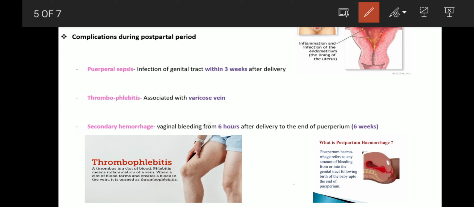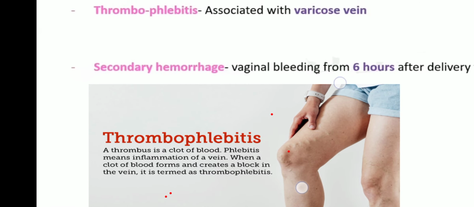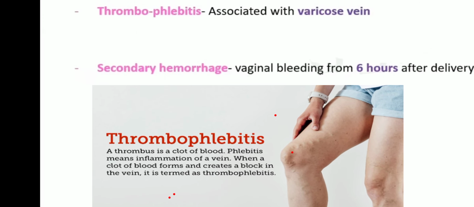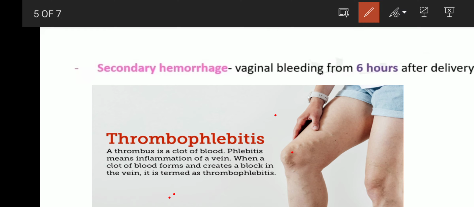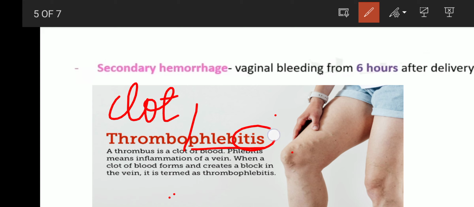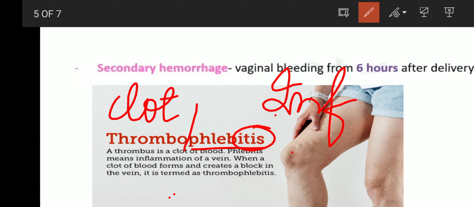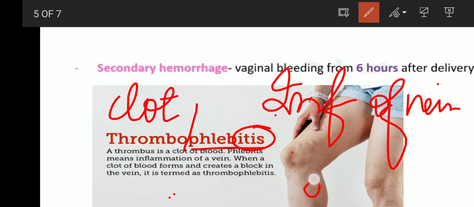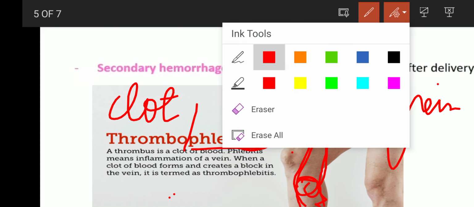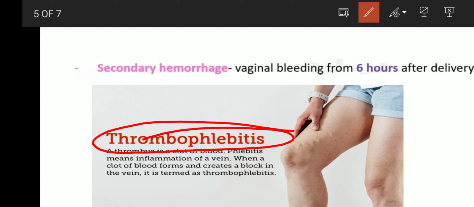Next we have thrombophlebitis. What is thrombophlebitis? A thrombus is a clot of blood. Divide the word: thrombo is a clot, and phlebitis, itis is inflammation, so phlebitis means inflammation of a vein. When a clot of blood forms and blocks the vein, resulting in its inflammation, it is considered to be thrombophlebitis.